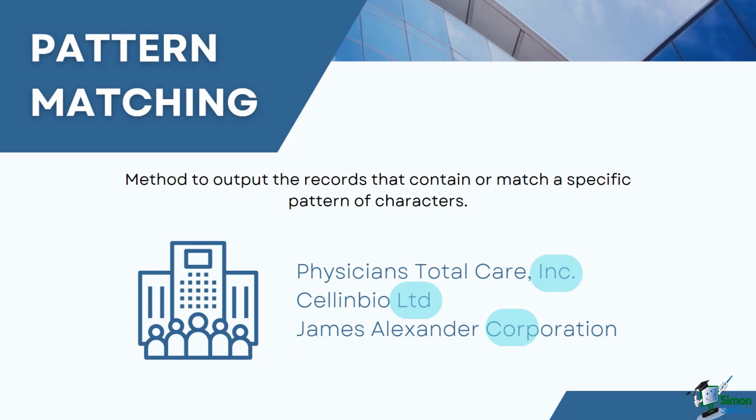Another handy string function in PostgreSQL is pattern matching. You can use this method to output the records that contain or match a specific pattern of characters. For example, if you wanted to get the company names in a field, you would need to filter the strings that end with a suffix of corp, ltd, or inc.